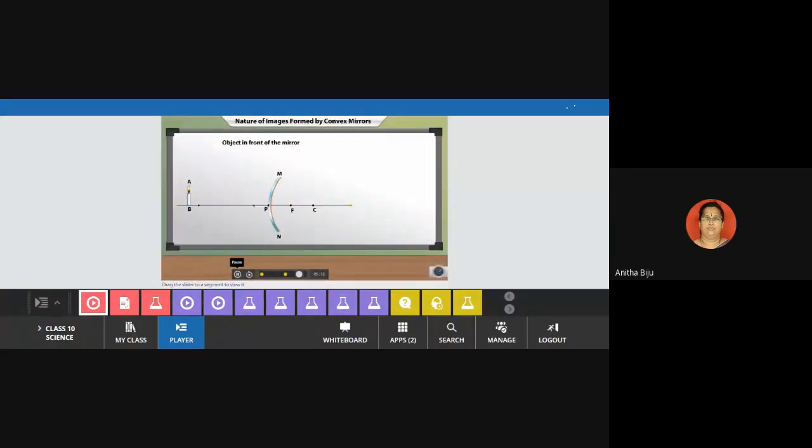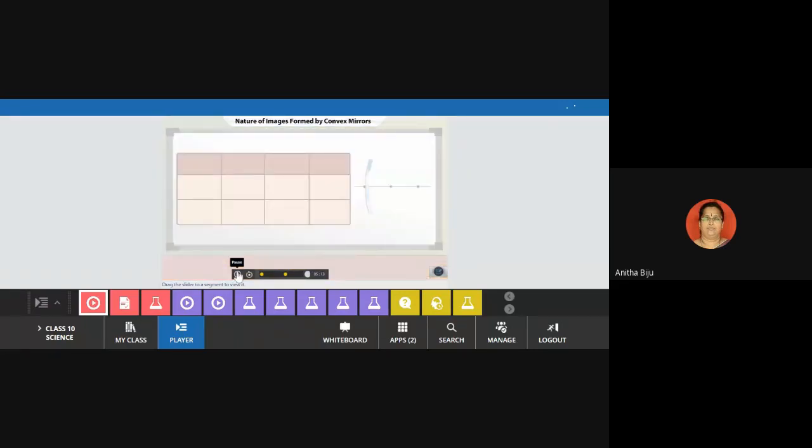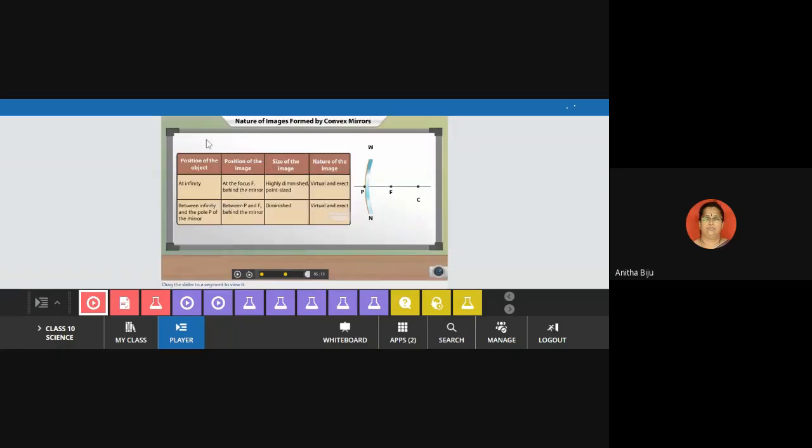If the object is placed at any finite distance in front of the mirror, the reflected rays appear to intersect at a point A dash, forming a virtual image A dash B dash. This we have seen already. This image will always be virtual, upright, and diminished, whatever its distance from the mirror. We have seen this, and the summary is given here.